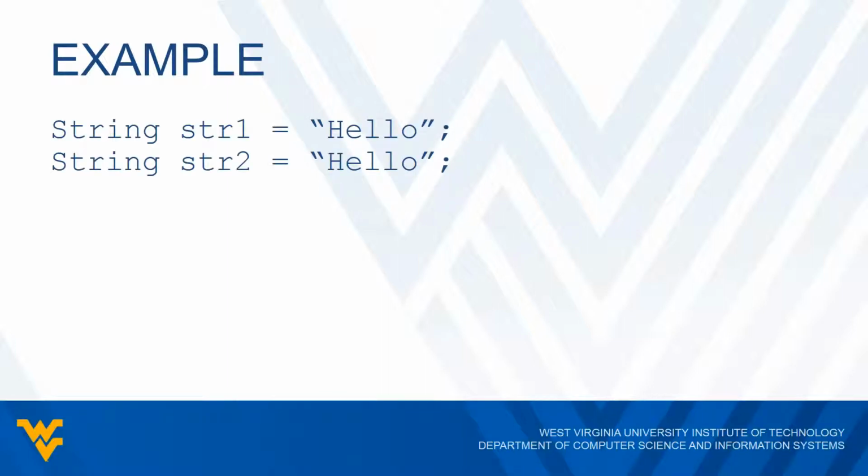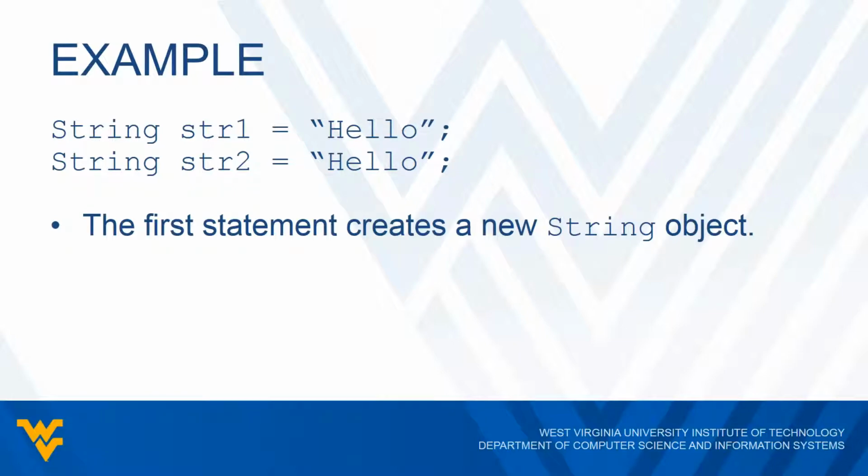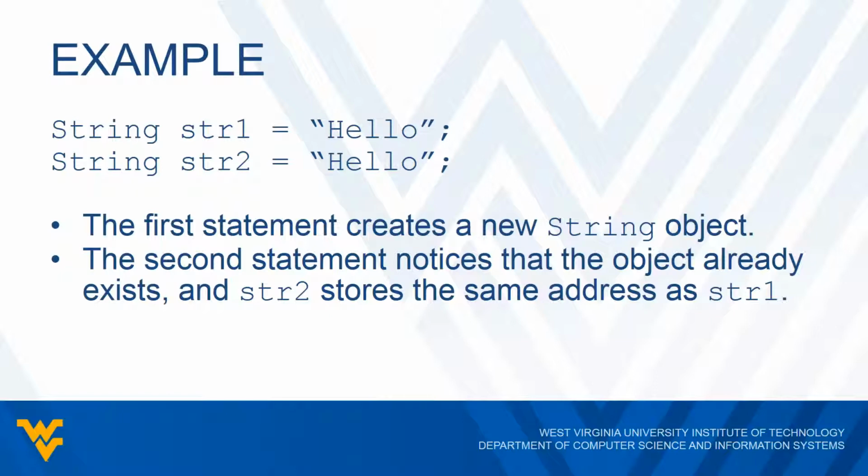So let's say I have two different string statements that both set it equal to hello. String 1 is going to be hello and string 2 is going to be hello. The first statement is going to create the new string object. So we're going to assume that hello does not already exist somewhere in our memory. So it's going to pretty much do the same thing as doing new string and then passing hello. So we're going to create a new string object. Now the second statement is going to take a look and notice that there is already an object with hello in it. There's no need to create a brand new object. So string 2 is going to store the same address as string 1.